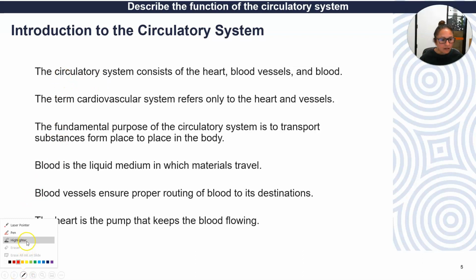Let me get my highlighter. The circulatory system is made up of the heart, blood vessels, and the blood. The cardiovascular system is only made up of the heart and the blood vessels. So when you look at the circulatory system, its main job is to transport substances around the body.